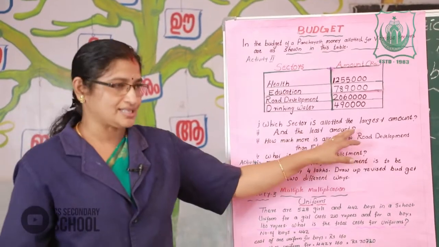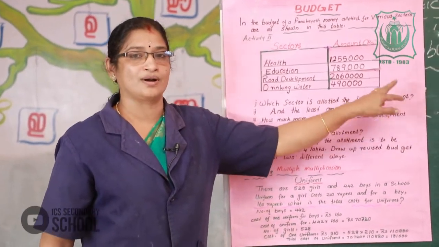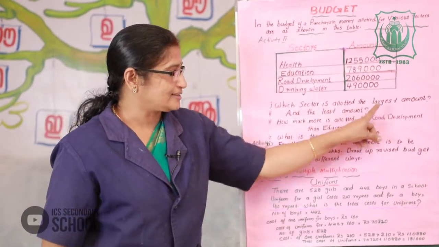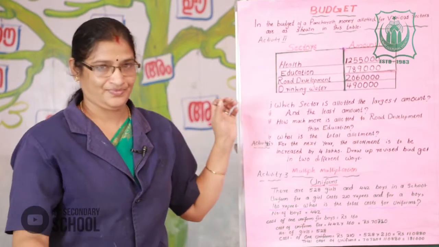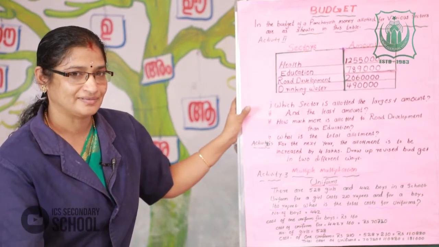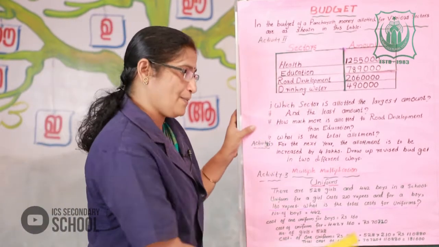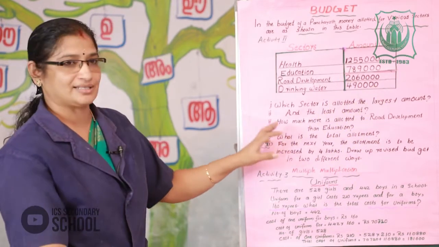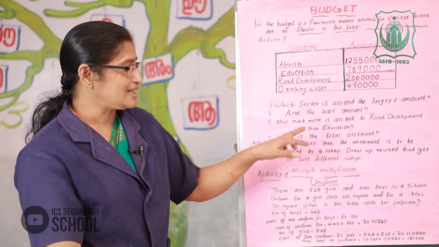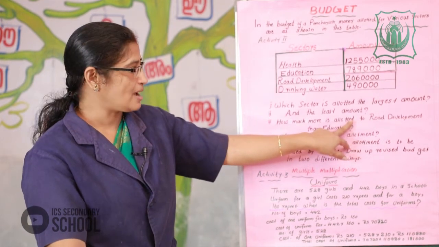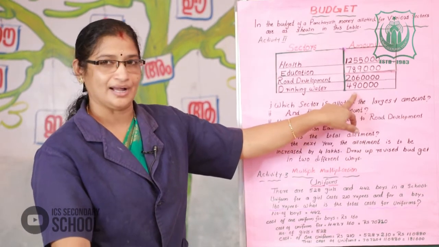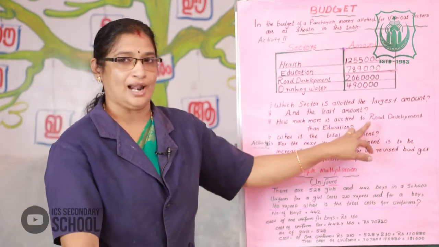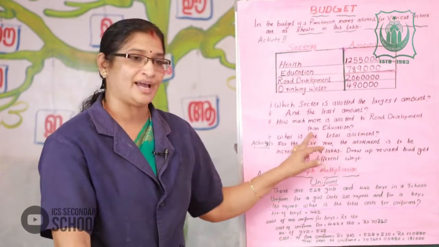Which sector is allotted the largest amount? Identify which sector is allotted the largest amount. Say the answer. Yes, very good. Road development, 20,60,000, the largest amount. And the least amount is drinking water.